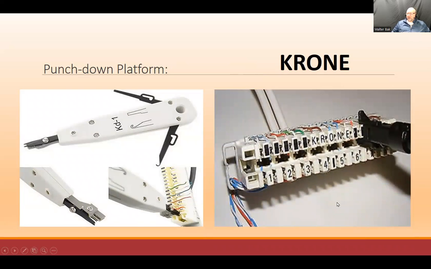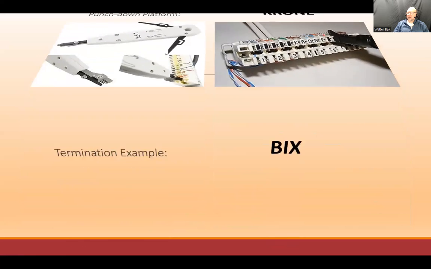The only huge difference between Krone and the rest of the punch down platforms that I presented to you is that with Krone, you can stack the wires. Normally in BIX or 110, you can only put one conductor in one slot. In Krone, you can stack them, so you can put more than one here. How many you can put, I'm not sure, 2 or 3 you can put in there. So that's what Krone looks like, just so that when somebody talks to you about that, now you know what they're talking about.